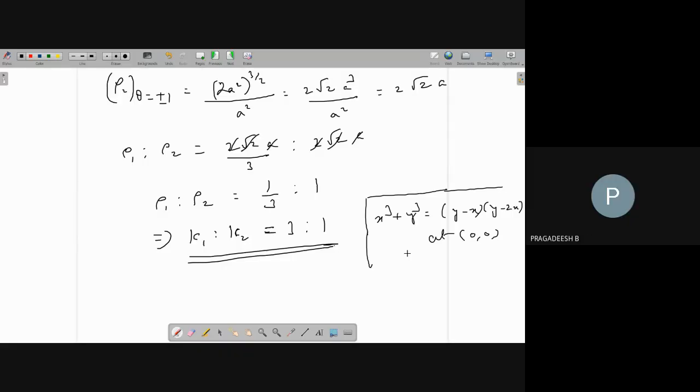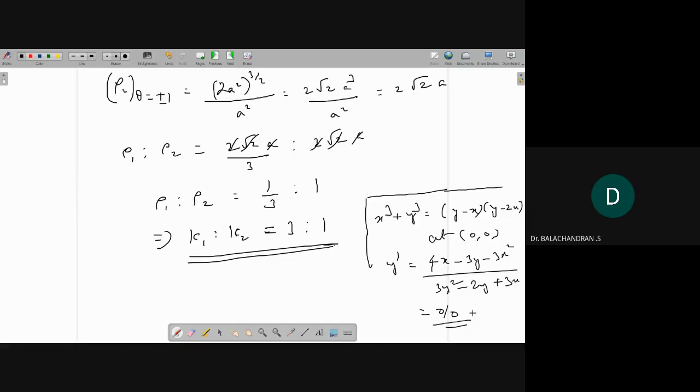Sir, I got dy by dx as 4x minus... Okay, yeah, I found out. y dash is equal to 4x minus 3y minus 3x square by 3y square minus 2y plus 3x. I got this. Please check it. So if you substitute 0, 0, you'll get 0 by 0.